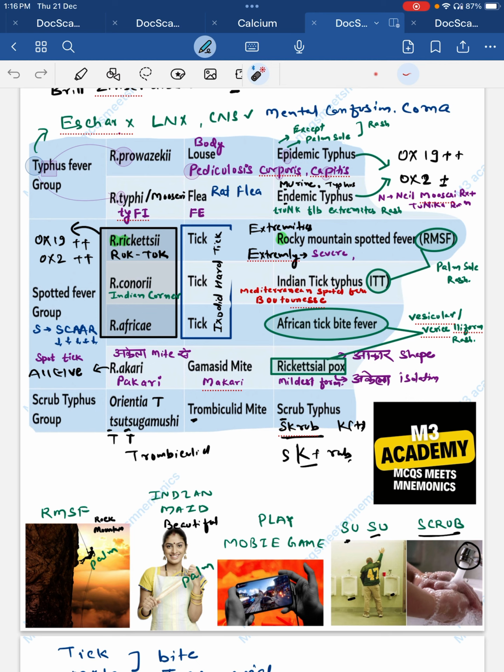Now the next thing is Rickettsia africae. Again the vector is the same, a tick, and again as the name suggests, African tick bite fever is caused by this.